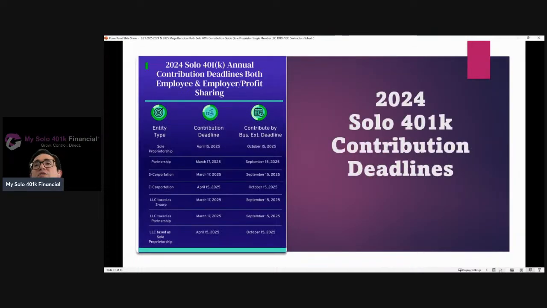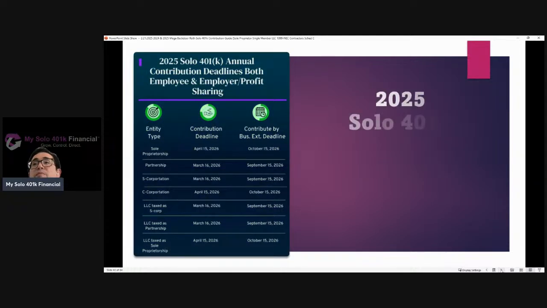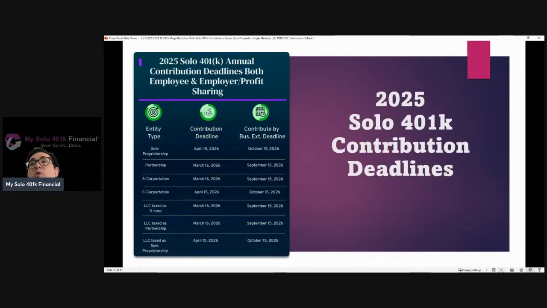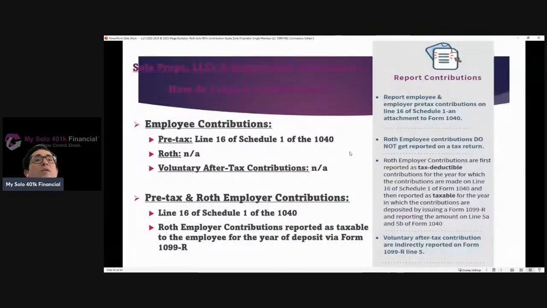So this is a great slide as it just illustrates how that contribution deadline is really dictated and determined by how the business is taxed, whether it's a sole prop or an S Corp or a C Corp. And here are the deadlines for 2025. So for folks that are setting up a plan here in 2025, they're preserving the ability to make all types of contributions, whether employee, employer, or voluntary after-tax, for 2025 by the 2025 tax return deadline next year in 2026.